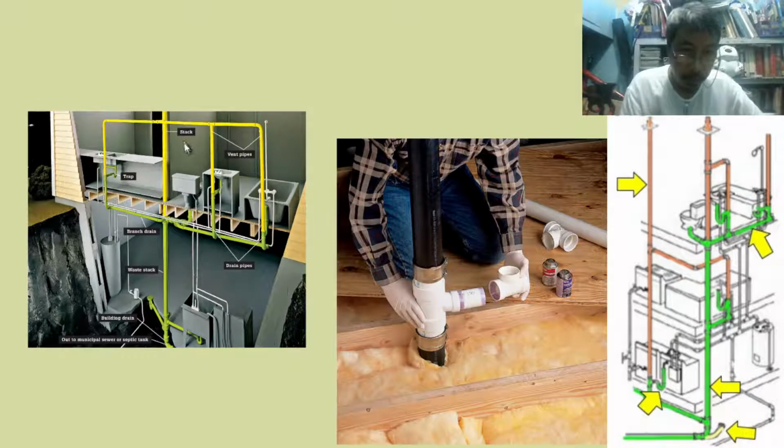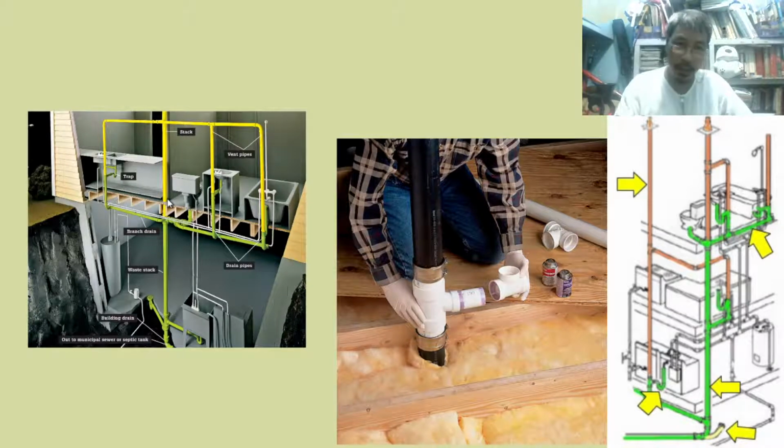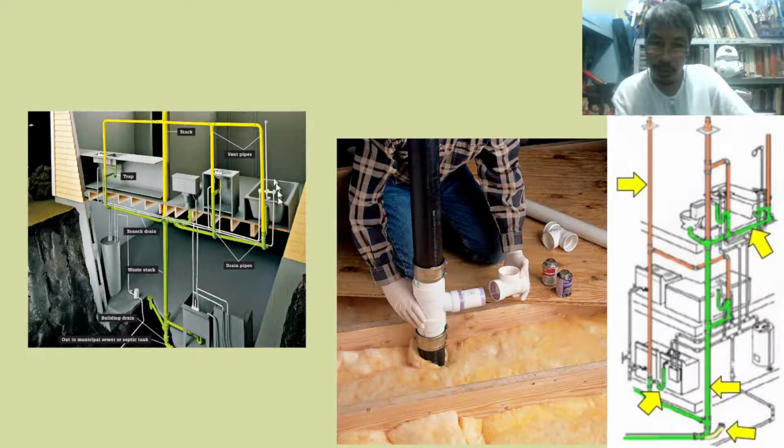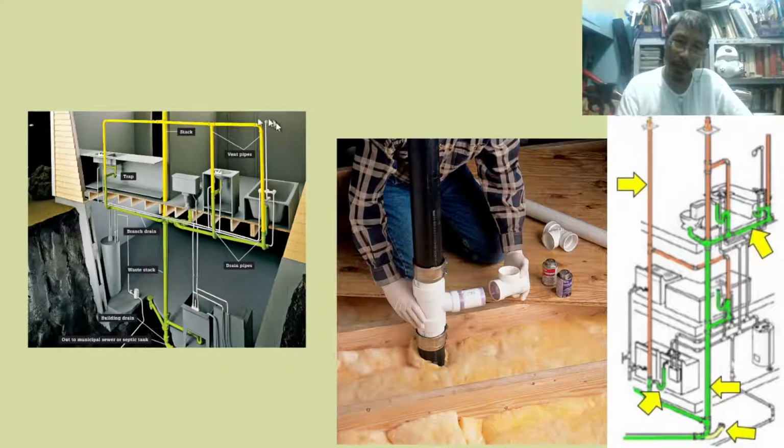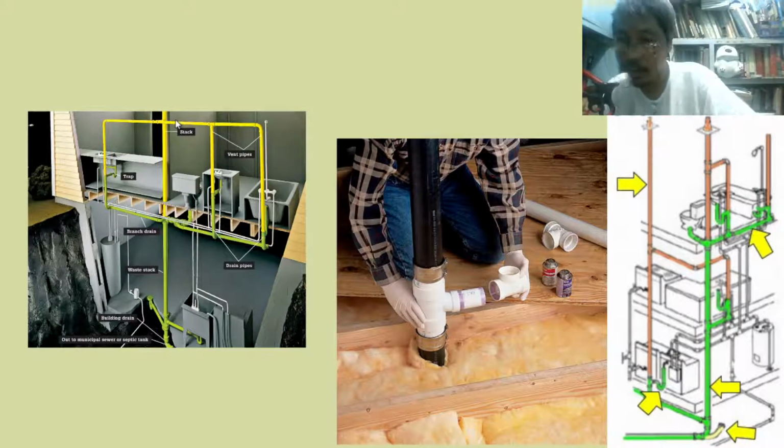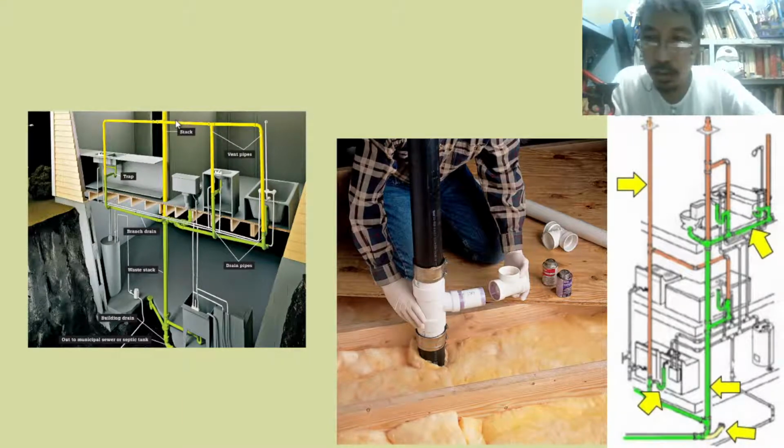And we have the stack. A stack pipe is what we call a vertical pipe. In this case, this is actually the vent stack. These are what we call vent pipes, the pipes connected above the fixture and going out, in order for air to be introduced into the system.